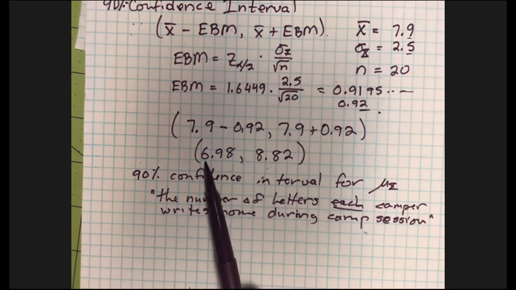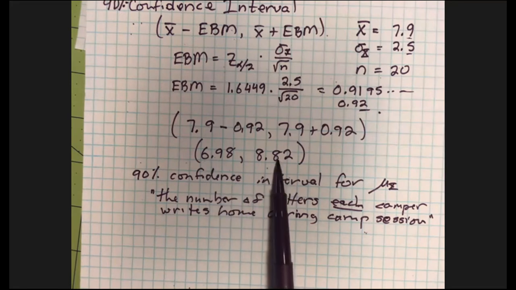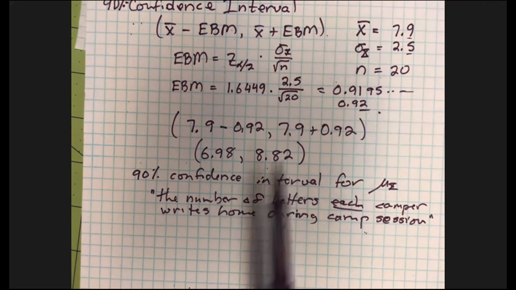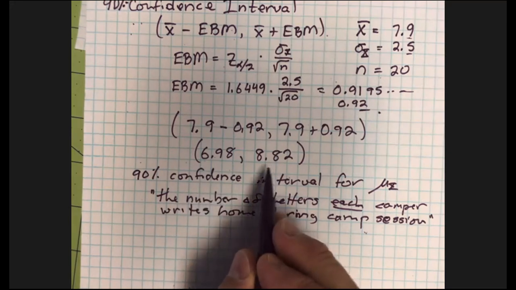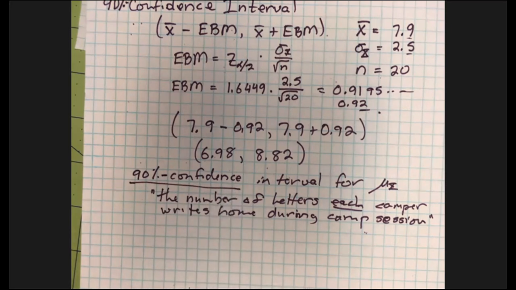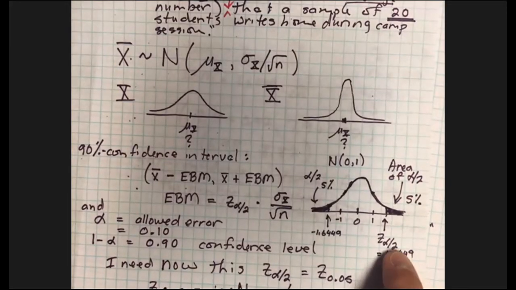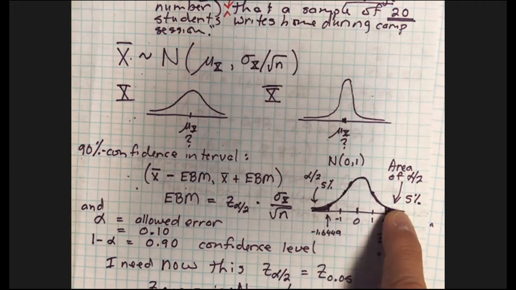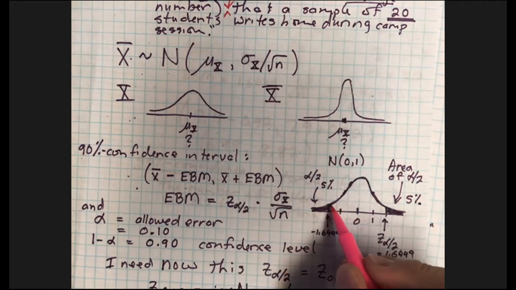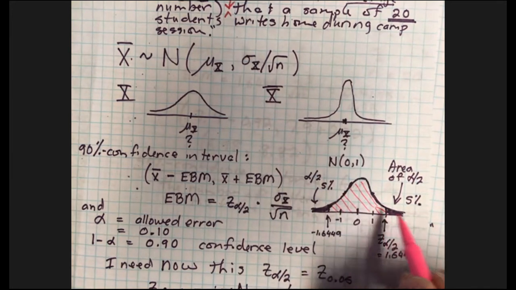Now you might be tempted to call that between seven and nine. No, we're talking about average. So let's say 6.98 to 8.82. But that's a pretty tight range. And so you're within your rights to ask, are you sure about that? And that's what this confidence level expresses. By setting the Z-score bar out here at the upper 5 and lower 5%, I am fairly sure that I have 90% of the population covered.